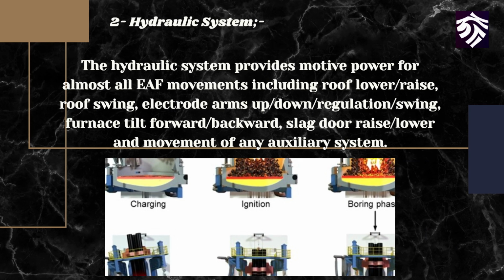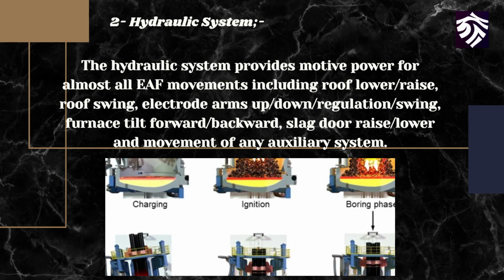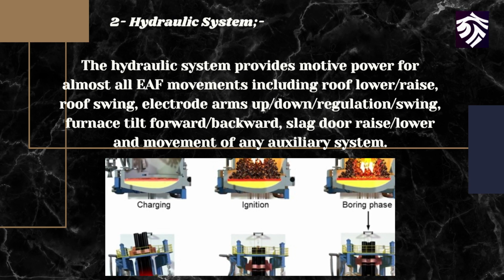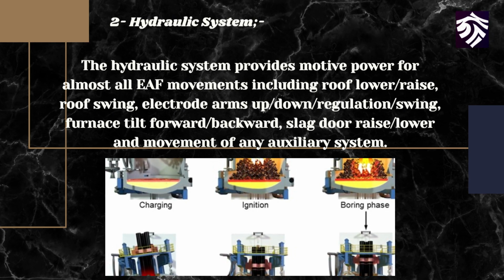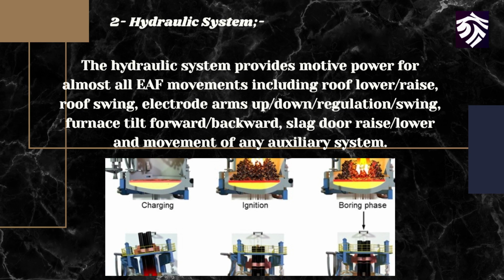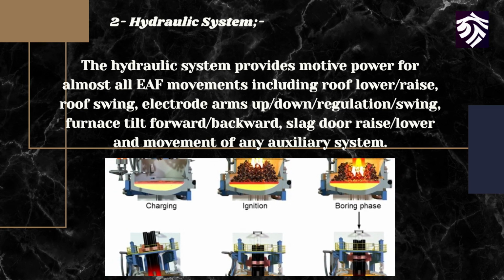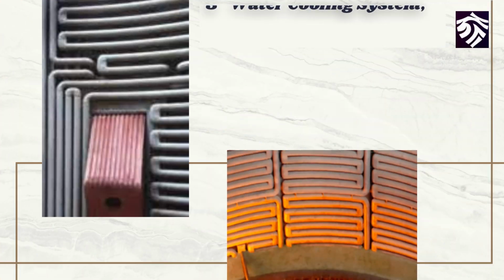The hydraulic system provides motive power for almost all electric arc furnace movements, including roof lower, raise, roof swing, electrode arms up, down, regulation, swing, furnace tilt forward, backward, slag door raise, lower, and movement of any auxiliary systems, such as the burner lance.